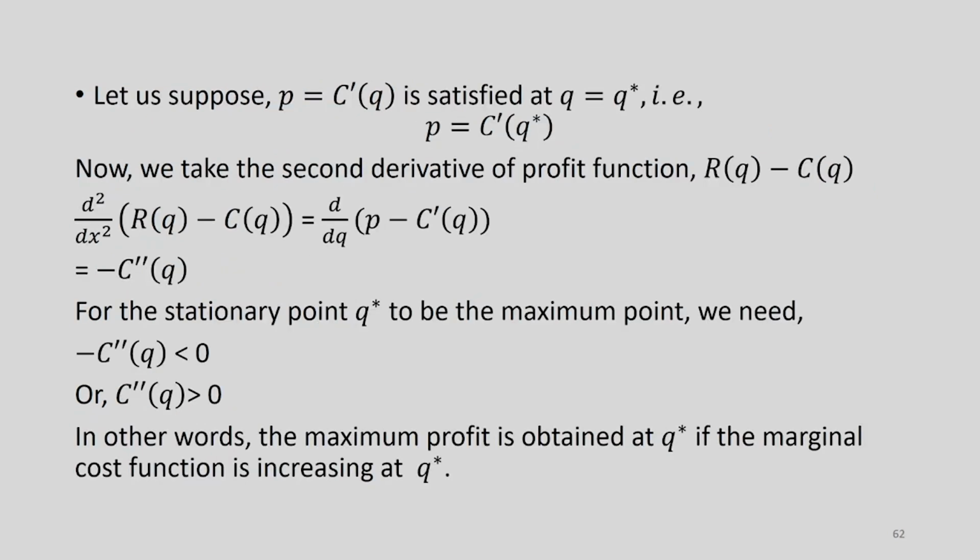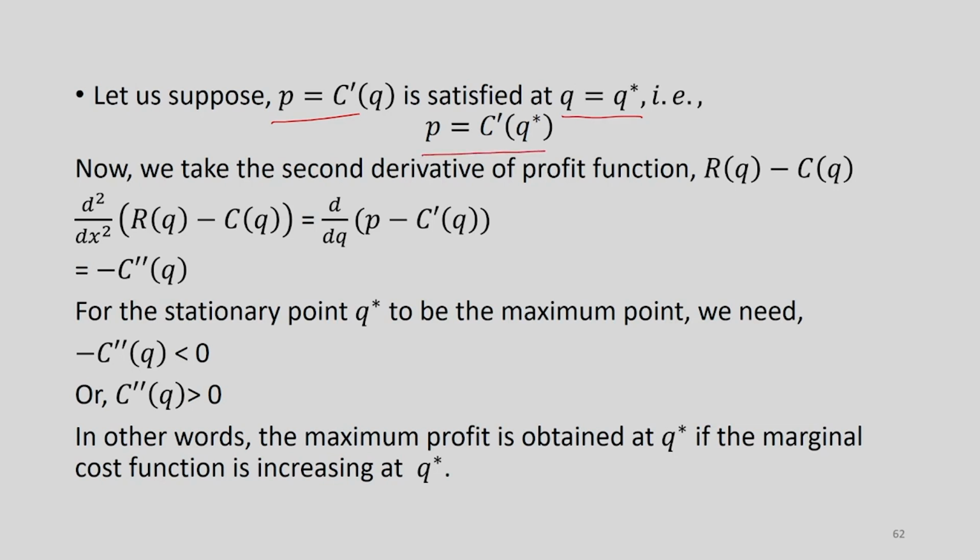And let us suppose that this condition, the necessary condition, is satisfied at a particular output level given by Q star. Q equal to Q star is that output level at which this condition is satisfied, and we are implicitly assuming that this Q star is unique, that is, there is a single output level at which this condition is being satisfied.